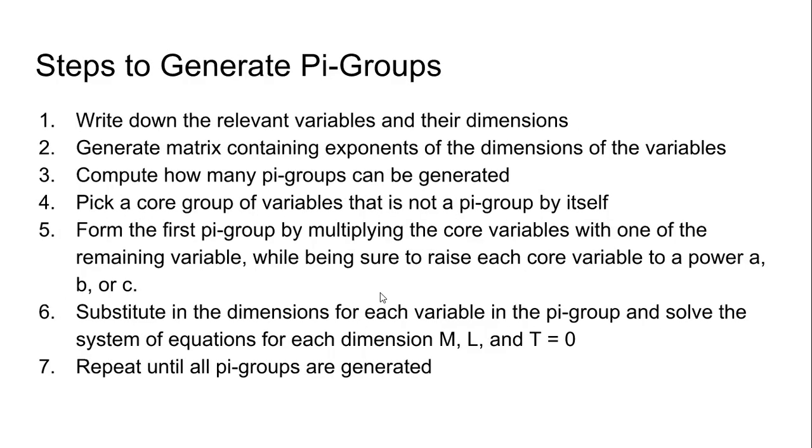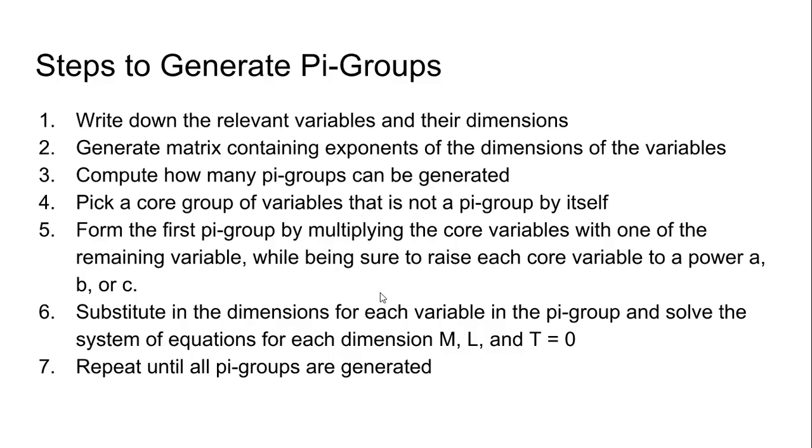Okay, so there are several steps to generating pi groups. I'm going to briefly mention them here, but they're going to make more sense when we do the problem in the next couple of minutes. First, as I mentioned, you read your problem statement carefully and write down the relevant variables. Then you have to think about their dimensions in terms of mass, length, and time.